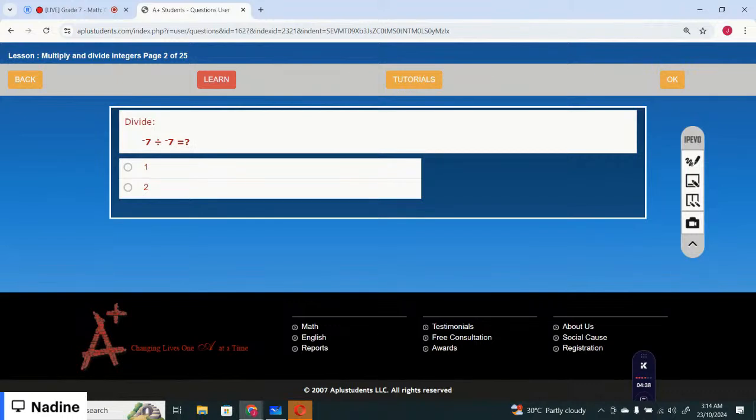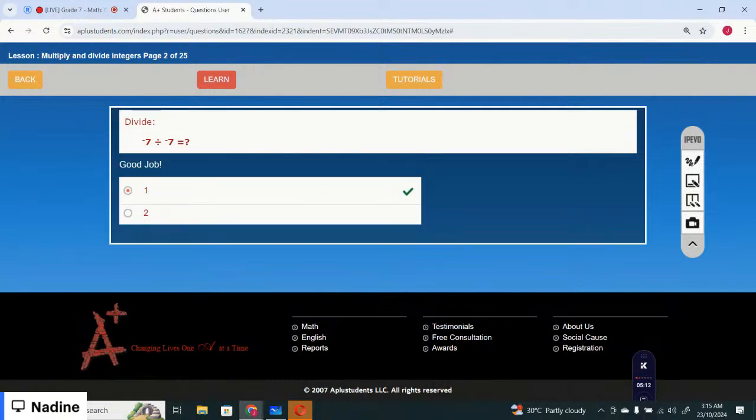Okay, the next one is negative 7 divided by negative 7. So you are dividing two negative numbers, right? The answer is always positive. So negative 7 divided by negative 7 is positive 1. The correct option is option number 1.